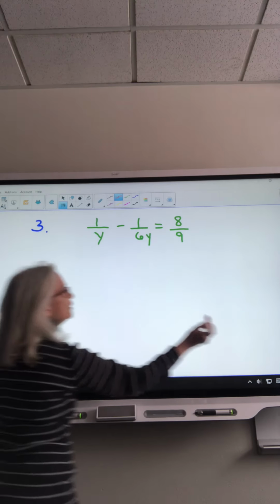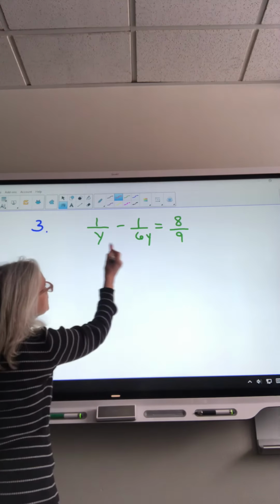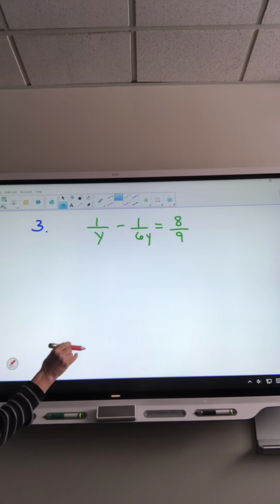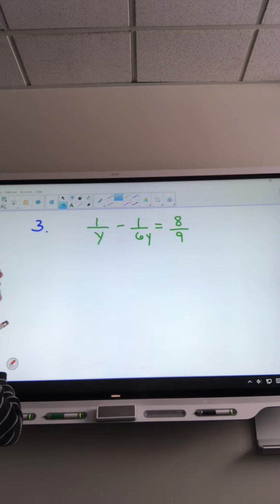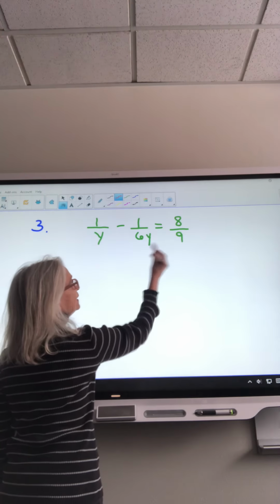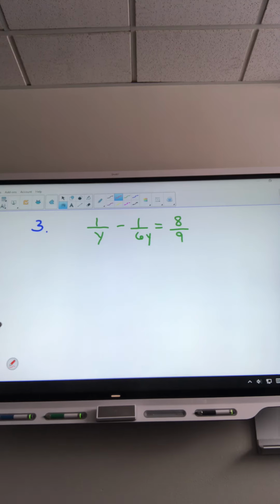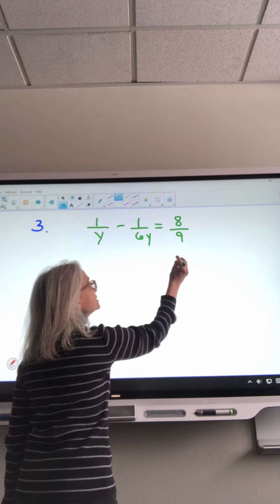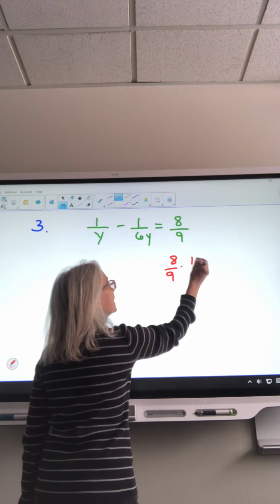So first of all, we've got a 9, 6y, and a y. So y cannot equal 0, and it can't equal a negative 9. Okay, all right, so the common denominator should be 18y. The reason it's 18 is because 6 and 9 need the common multiple of 18. So we're going to multiply all 3 terms by 18y.